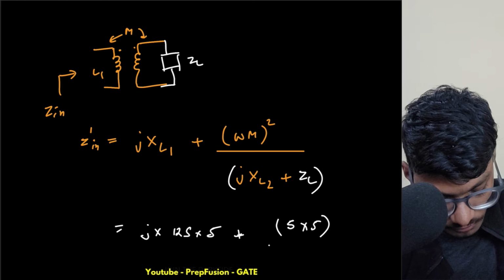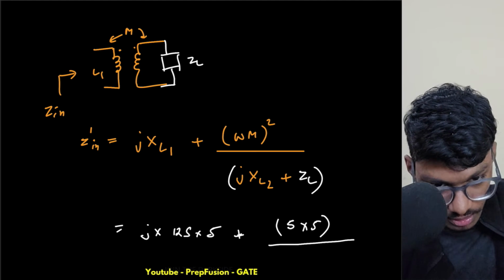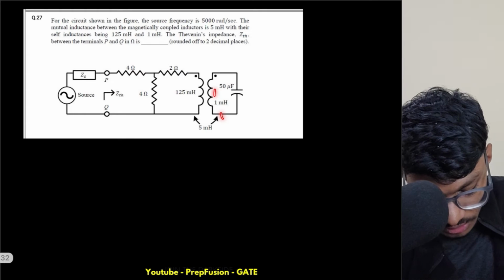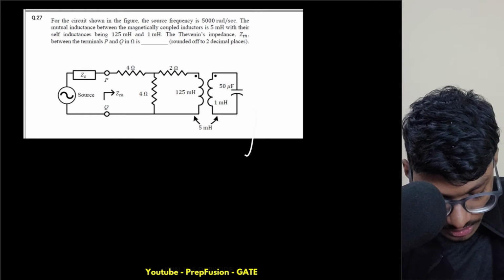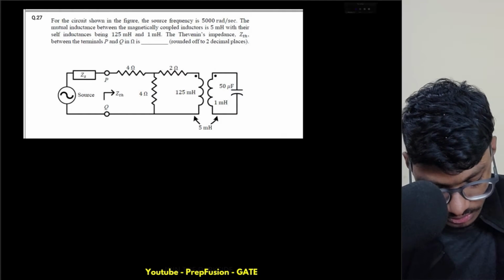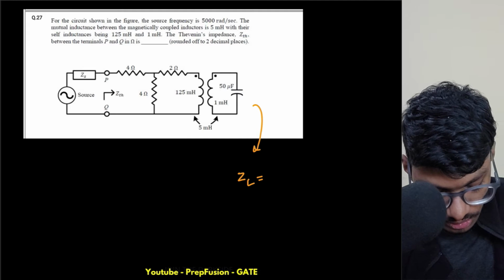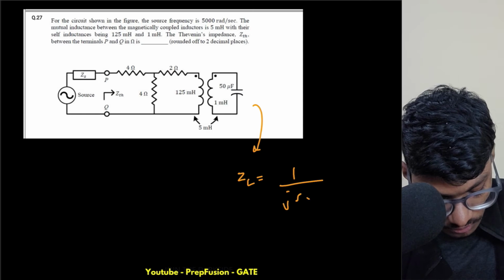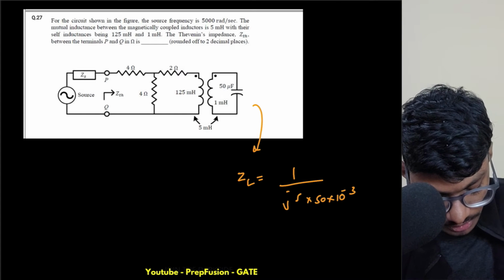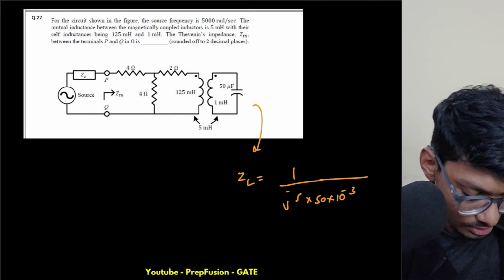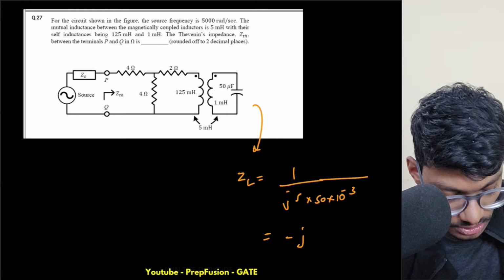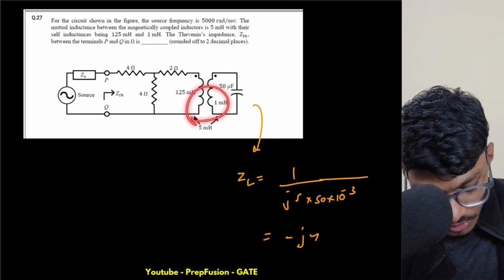Okay, and simply what will this become? Whole square, and this is ZL. So my ZL in this case is 1 by omega C, 1 by j omega C, which is 5000 by 50 into 10 to the power minus 3. So this goes above, 10,000 upon 250, which is 4j, minus j4, and this is already how much?